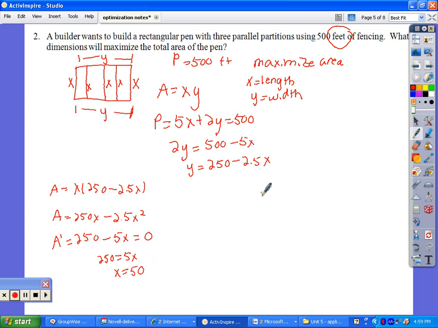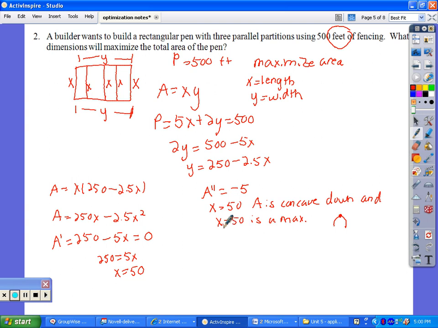Okay, we have to check if it's a max or a min to make sure we're maximizing it. So to do that again, we take the second derivative. So if I go back to my equation, my second derivative is just negative 5. So everywhere is concave down. So at x equals 50, it is concave down, and x equals 50 is a max. Remember, if you're not sure, draw your graph, and then the critical point's always the highest or lowest. So this has to be a max because it's concave down.